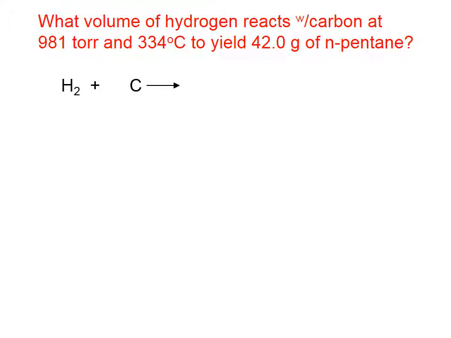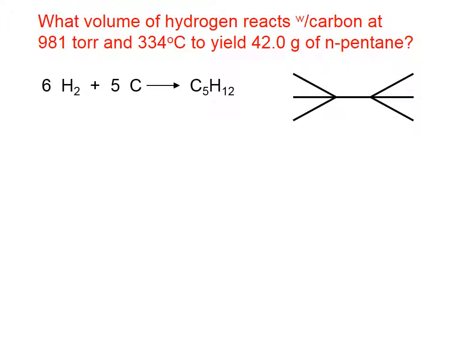Okay, well, let's write a balanced equation because we can't do stoichiometry without a balanced equation. Hydrogen is diatomic, and then carbon simply C, and there's our formula for N-pentane. Let's balance that. We look here and see that we are not at standard temperature and pressure.